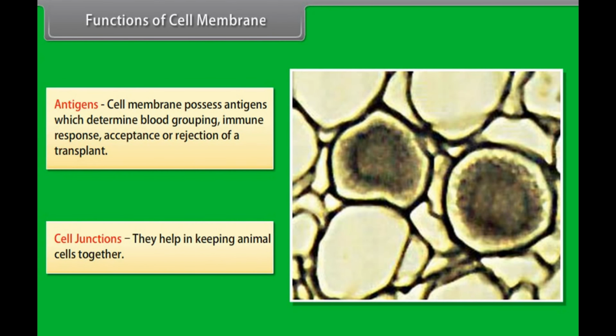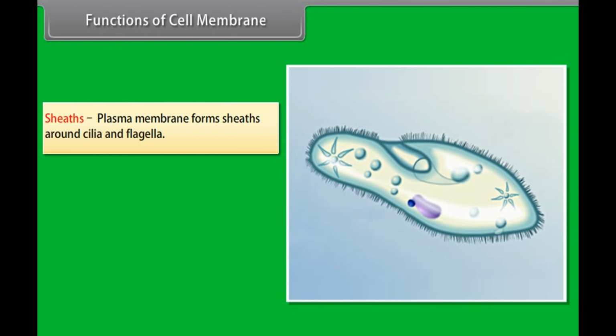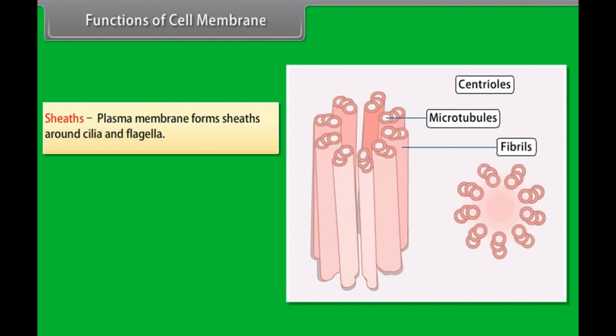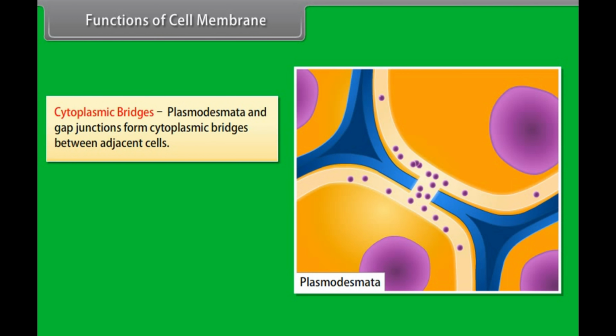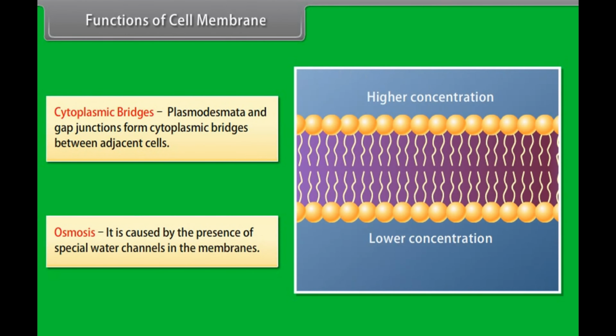Cell junctions. They help in keeping animal cells together. Sheaths. Plasma membrane forms sheaths around cilia and flagella. Microvilli. These are membrane evaginations which are specialized for increasing absorption. Cytoplasmic bridges. Plasmodesmata and gap junctions form cytoplasmic bridges between adjacent cells. Osmosis. It is caused by the presence of special water channels in the membranes.